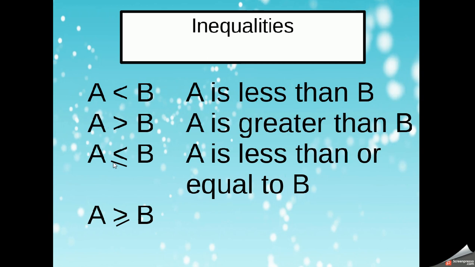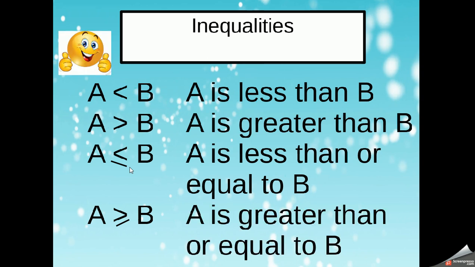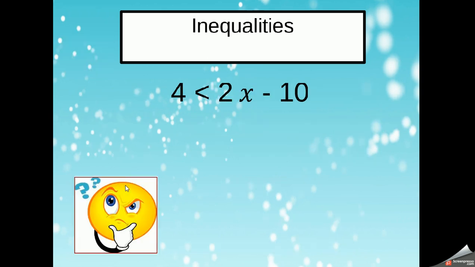Our next one, with this line underneath, means less than or equal to. If it just simply said A is equal to B, it's not an inequality, but we can have less than or equal to. And then the last one is A is greater than or equal to B. So fairly straightforward there.